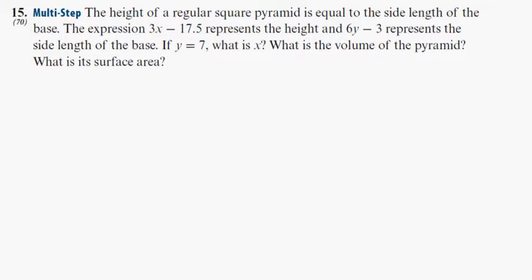Okay, we've been told that the height of a regular square pyramid is equal to the side length of the base. So the first thing we're going to do is just figure out what x is. Here it looks like this is equal to this. So let's solve for that. We have 3x minus 17.5 is equal to 6, but we know that y is equal to 7, so 6 times 7 minus 3. So that allows us to solve for x.